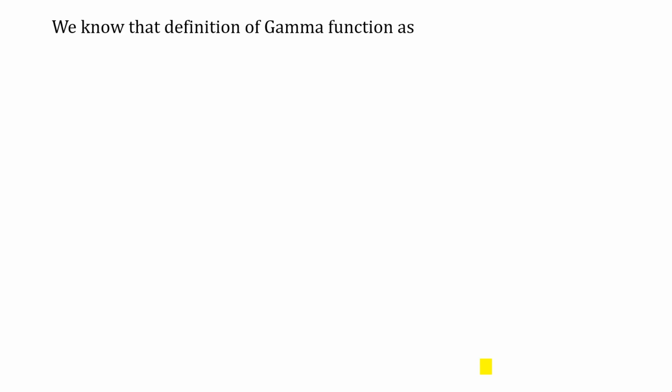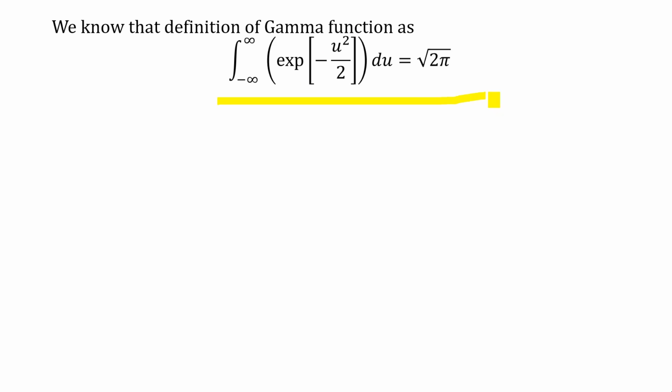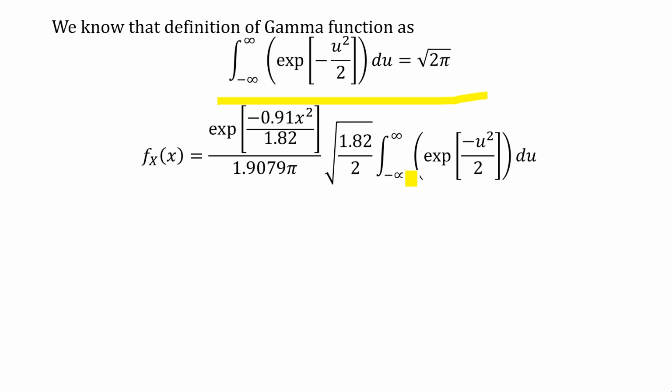For this expression, let us make use of the definition of the gamma function. We know the definition of the gamma function. We do find such a gamma function in our expression. We can observe here, these two are one and the same. So this term can be replaced by square root of 2 pi.